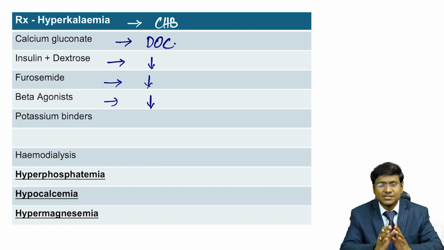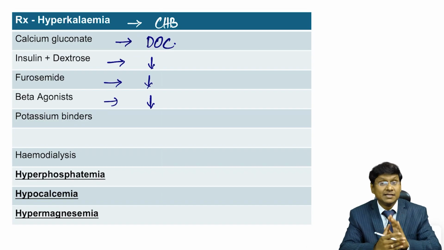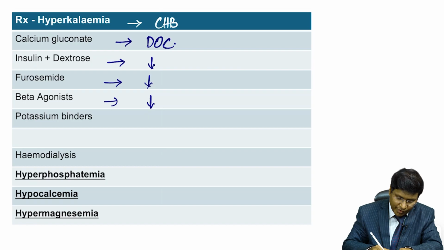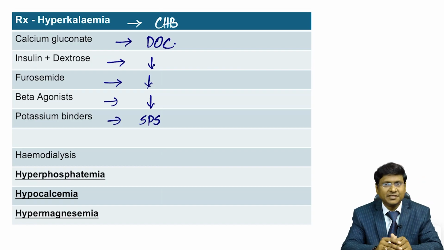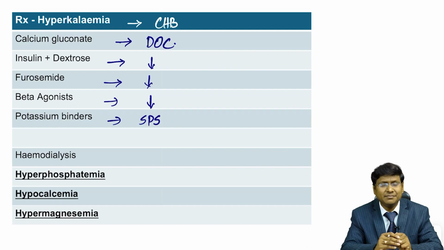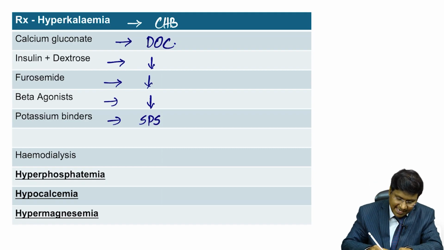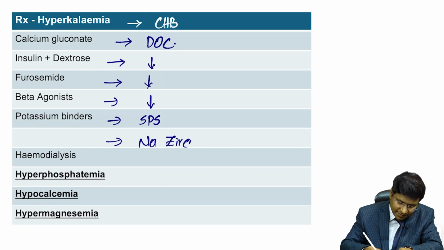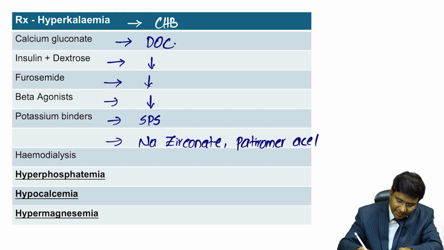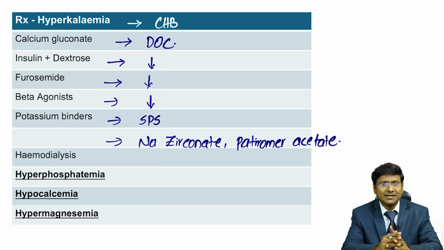Then we have potassium binders. What are examples of these potassium binders? They include sodium polystyrene sulfonate. They bind the potassium within the intestine and decrease the absorption of potassium from the intestine. But the problem with sodium polystyrene sulfonate is that it can cause intestinal necrosis. Another important example of the potassium binders is sodium zirconate, and the other important drug is patiromer acetate. So these are the potassium binders.